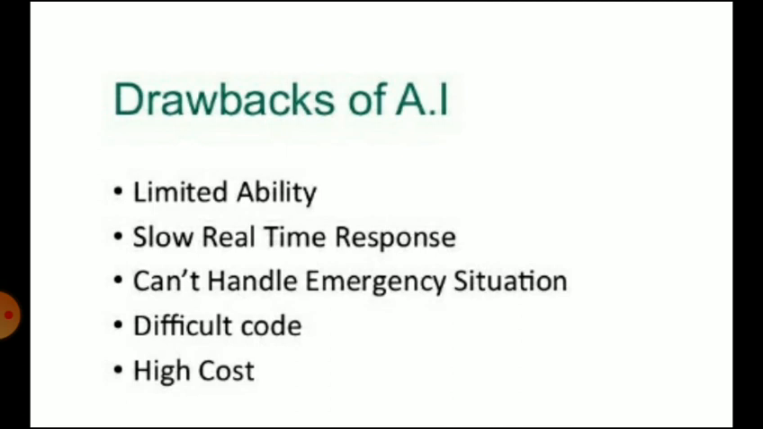These are some drawbacks of AI: limited ability, slow real time response, can't handle emergency situations, difficult code, and high cost. So this is regarding the introduction of artificial intelligence and its history.